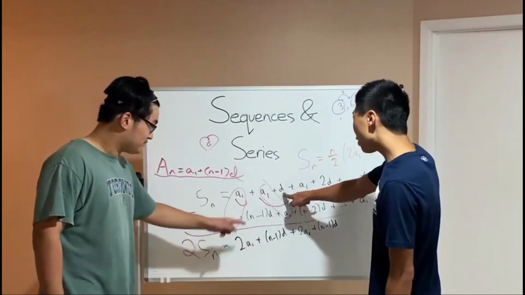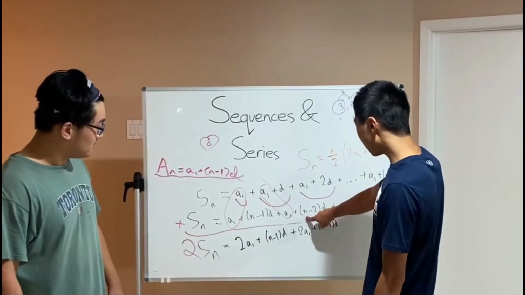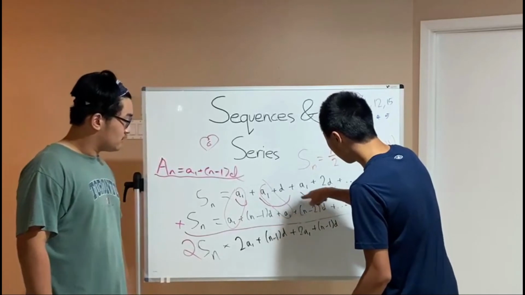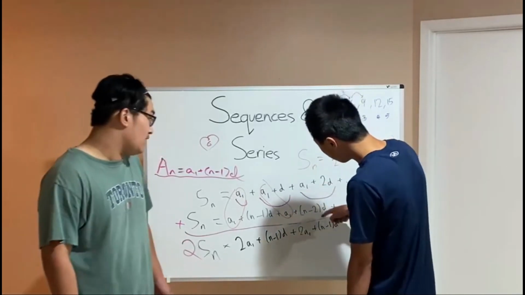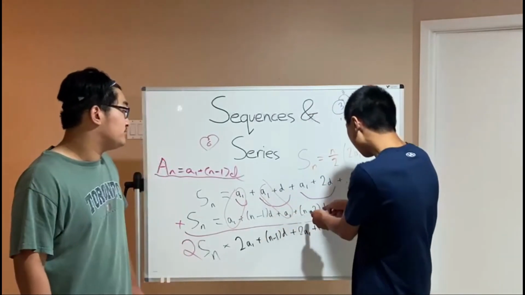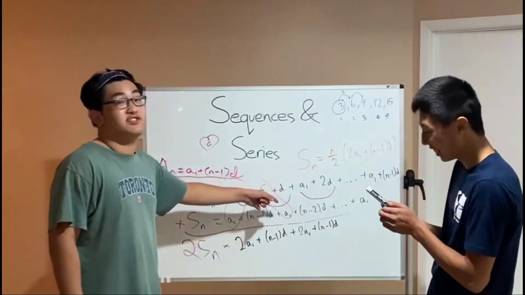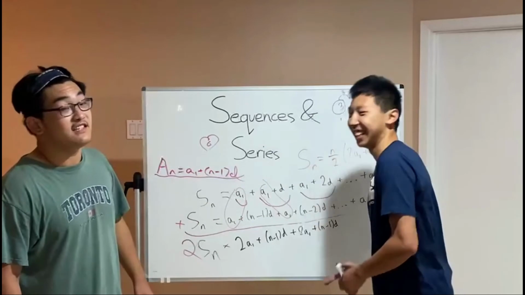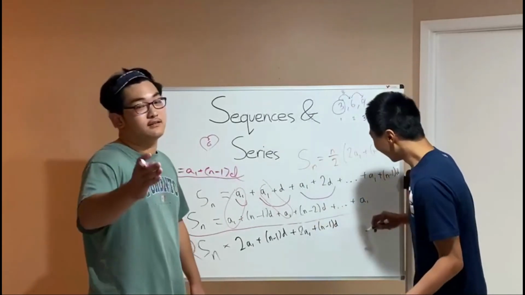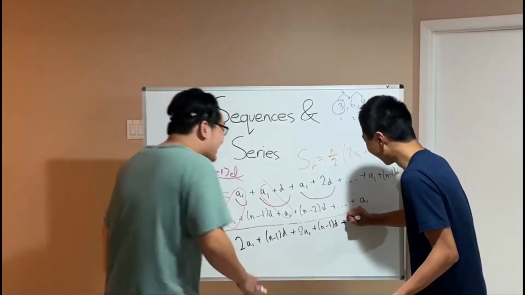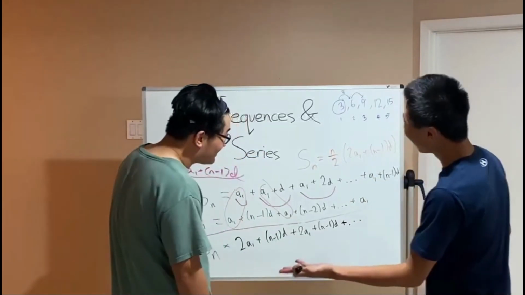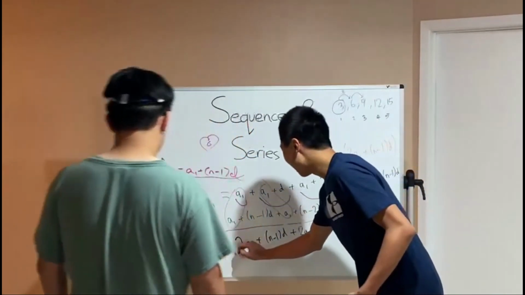And now here, d plus n minus 2d is basically n minus 1d, because you're adding a d to the subtracted, adding a d to get n minus 1. And this goes on n times.